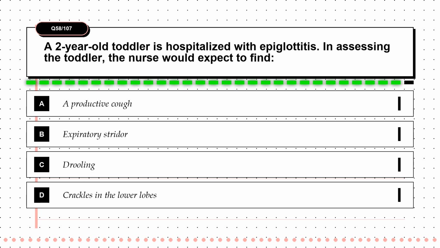Question 58. A 2-year-old toddler is hospitalized with epiglottitis. In assessing the toddler, the nurse would expect to find. Here are the options. Option A. A productive cough. Option B. Expiratory stridor. Option C. Drooling. Option D. Crackles in the lower lobes.